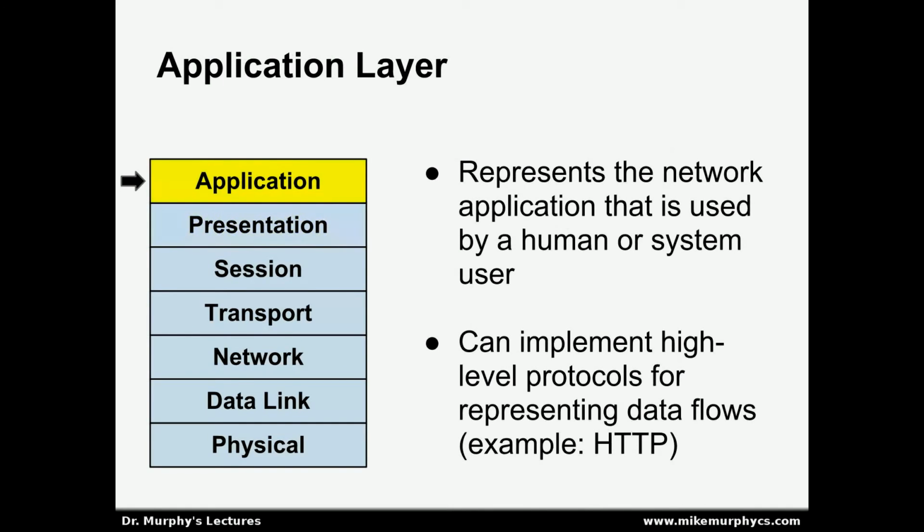Finally, the application layer is the network application itself. That is the application that a human or system user is using to perform some type of task that requires network connectivity. The application layer can implement its own high-level protocols for sending and receiving data. A good example of an application layer protocol is the Hypertext Transfer Protocol, or HTTP. That's the protocol that makes the World Wide Web function.